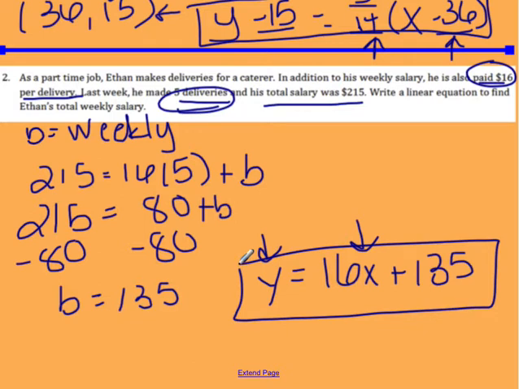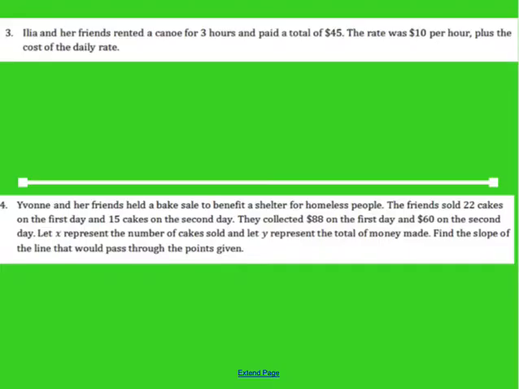Word problems can be tough, so please make sure you're asking me for help as we go through these, okay? So let's take a look at number 3. Lilia and her friends rented a canoe for 3 hours and paid a total of $45. The rate was $10 per hour plus the cost of the daily rate. So we want to figure out what the daily rate was.